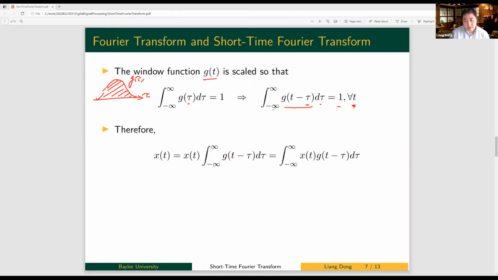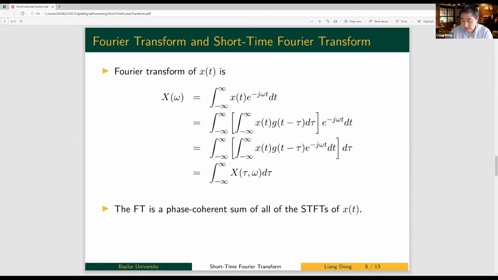Therefore, since this is normalized as 1, we can simply multiply that to my original signal x. You multiply by 1, it doesn't change. And then we bring this x(t) inside the integration. So in the integration, x(t) times g(t - tau) d tau. Now this looks familiar, right? That is my windowed signal x, and this window can shift by tau. So let's just keep it here. If you're doing this, that is the original signal x(t).